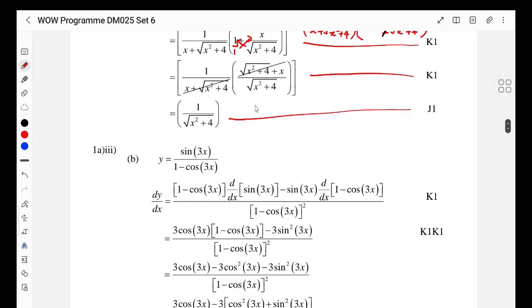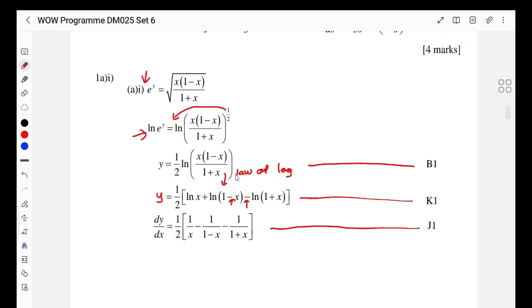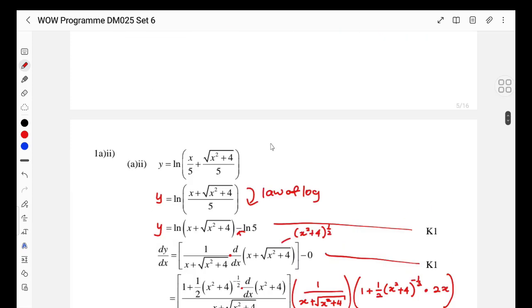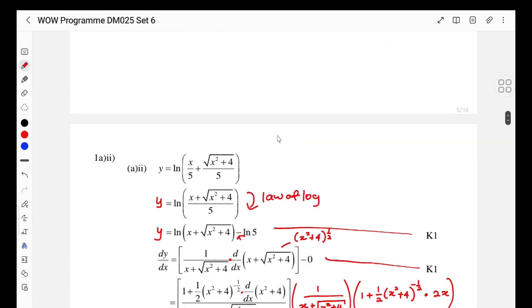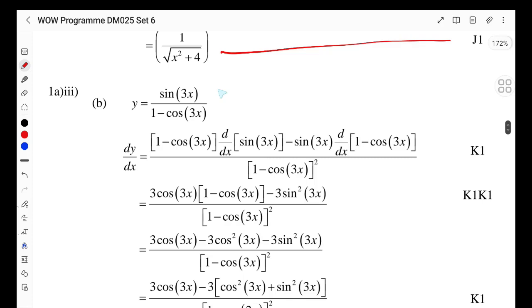Okay, next for question 1A 3 Roman, they want you to solve y equals sine 3x over 1 minus cos 3x. So y equals sine 3x over 1 minus cos 3x. Here you need to use the quotient rule, u over v. The formula is v u prime minus u v prime over v squared.